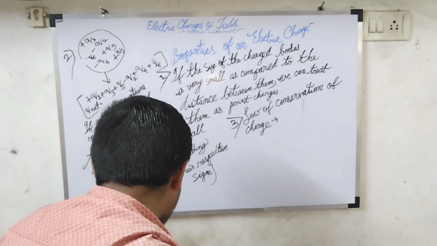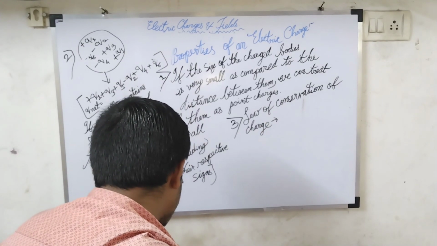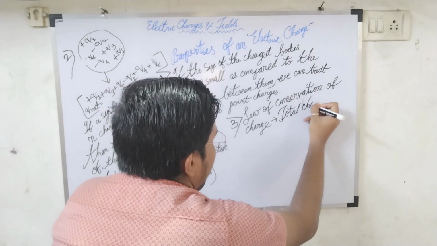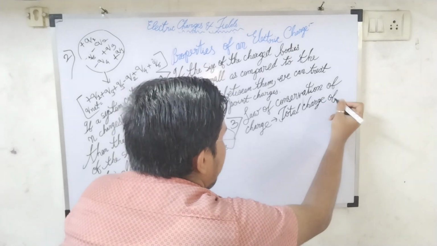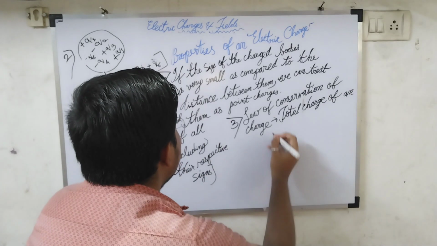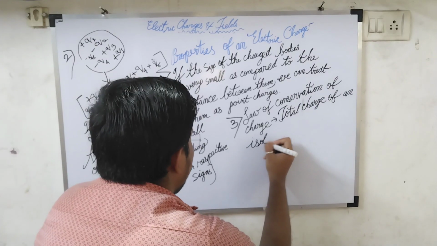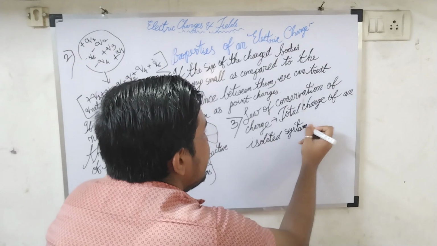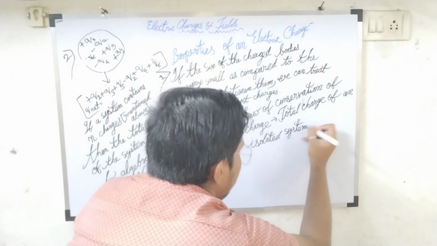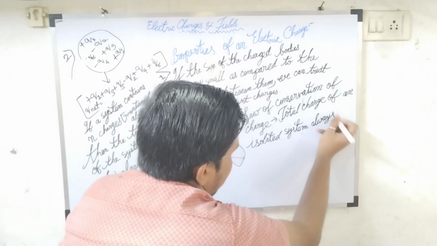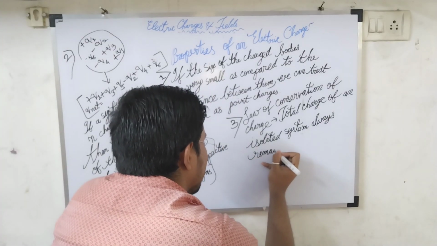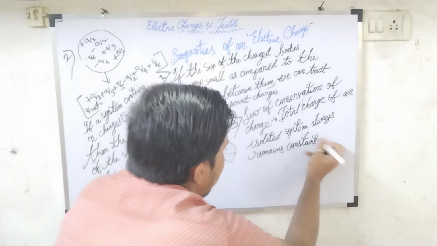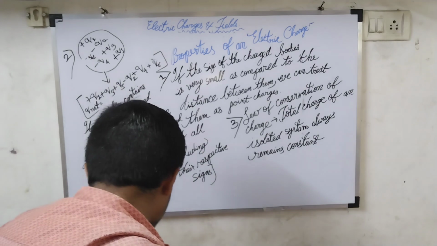The total charge of an isolated system always remains constant. Simple. That's three points. And what is the last and final point?